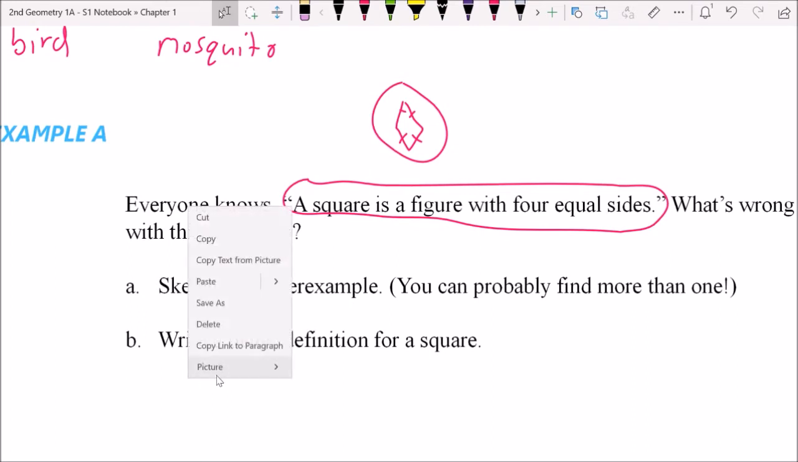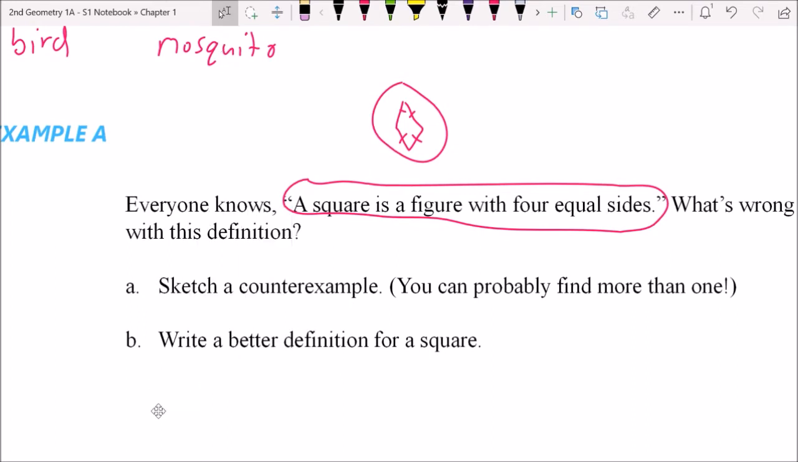Let's write a better definition. Well, you probably already know that a square needs to have 4 right angles and 4 congruent sides. Yeah, and let's get in the habit of saying congruent, not equal. Okay, so if it had said a square is a figure with 4 right angles and 4 congruent sides, we'd say, well, yeah, that is a square, absolutely. Okay, so that's a little bit more specific.